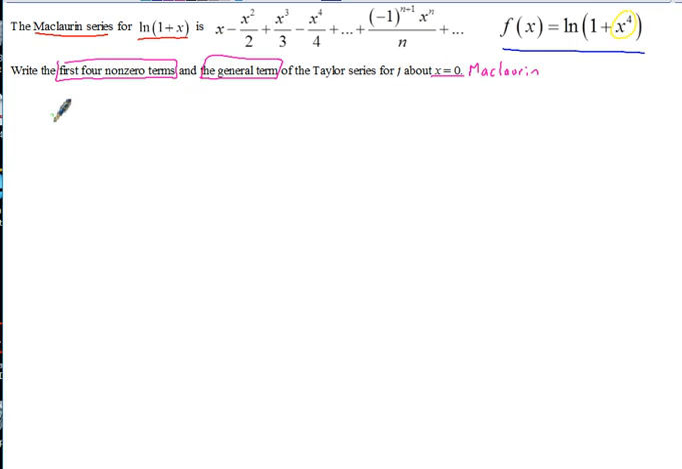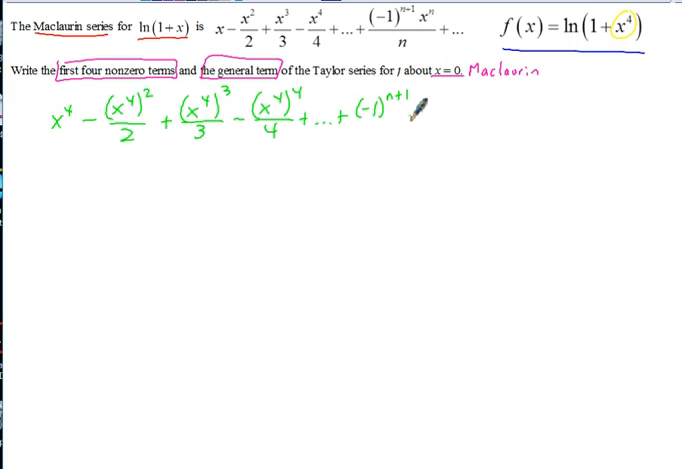Wherever there's an x, it gets replaced by x to the fourth. So we'll have x to the fourth in place of that x, minus x to the fourth squared in place of this x, divided by 2, plus x to the fourth cubed over 3, minus x to the fourth over 4, plus, and then -1 to the n plus 1, x to the fourth to the n over n.